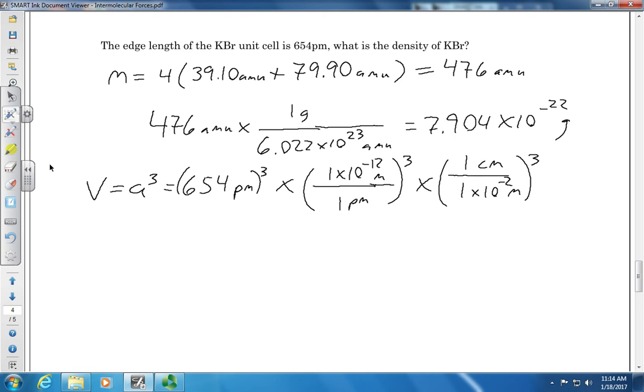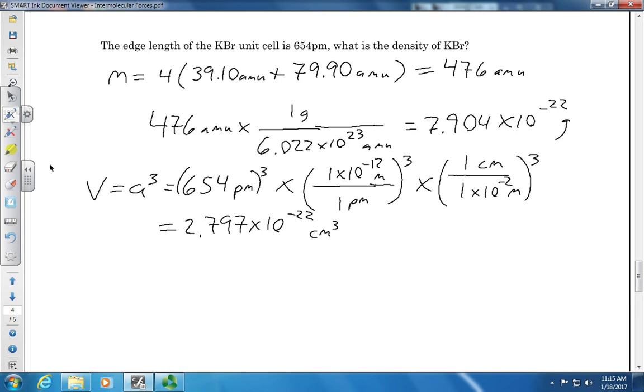Make sure that if you're going to be relating these, we know the relation between meters and picometers, meters and centimeters, but what we don't readily recognize is the relation between cubic meters and cubic picometers, or cubic centimeters and cubic meters. You can memorize the relation between them, but it's just easier to simply take that relation, cube it, and you'll have the relation between the volumes. So when you do all that out, you come up with 2.797 times 10 to the minus 22 cubic centimeters.